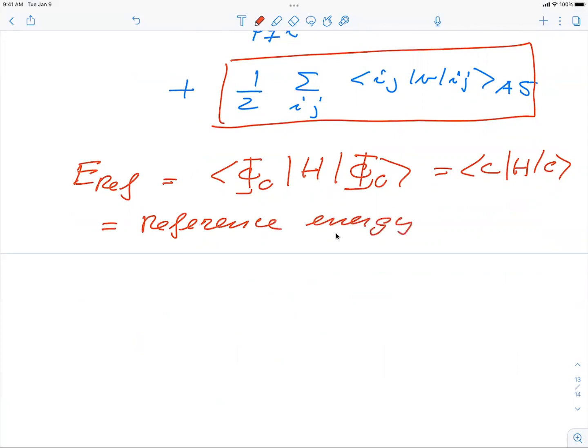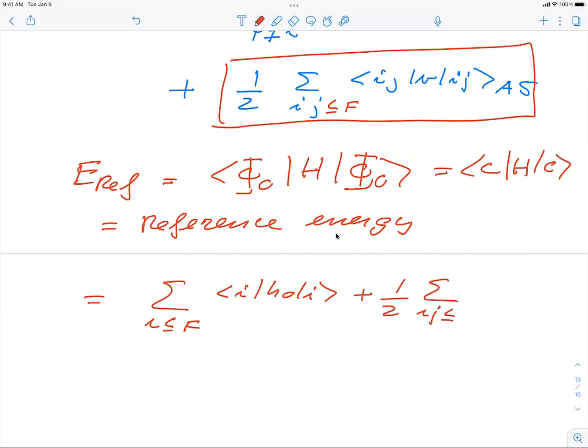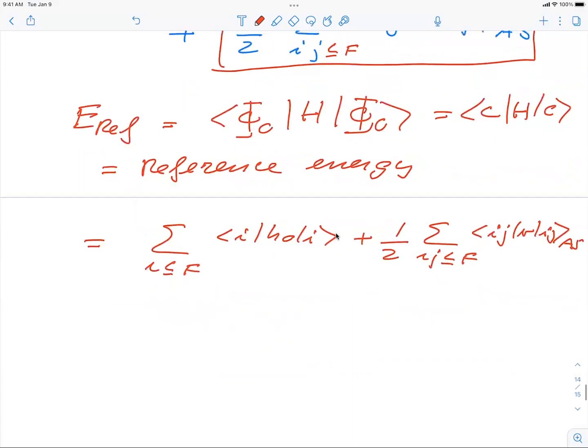Or the vacuum energy, because we have redefined the vacuum. And this is going to be equal to the sum over I less than Fermi. So this is actually a sum which goes below the Fermi level. And then I'm going to have this diagonal contribution of I plus this term 1/2 sum over ij less than F, and then I have this anti-symmetrized matrix element. So I just wanted to give you the result we are getting to. And then what we have to do now is actually to derive it.